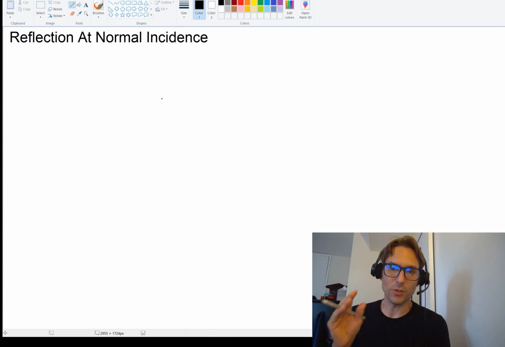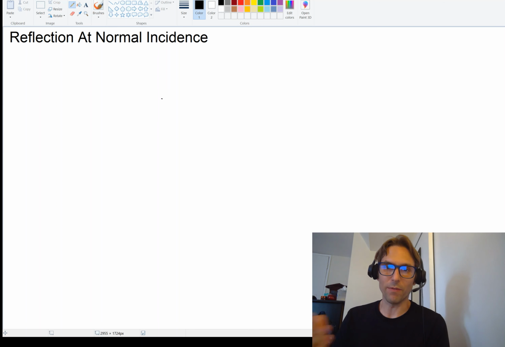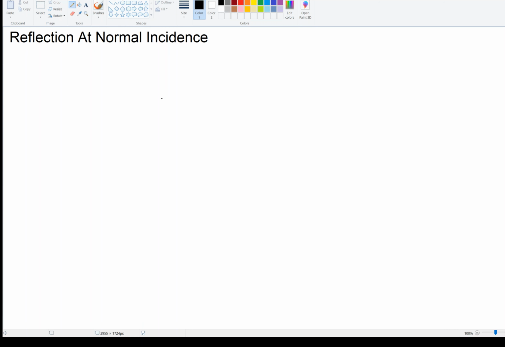How much of the wave is transmitted and how much of the wave is reflected? It depends on the characteristics of the two materials, like air and glass. So let's check it out.